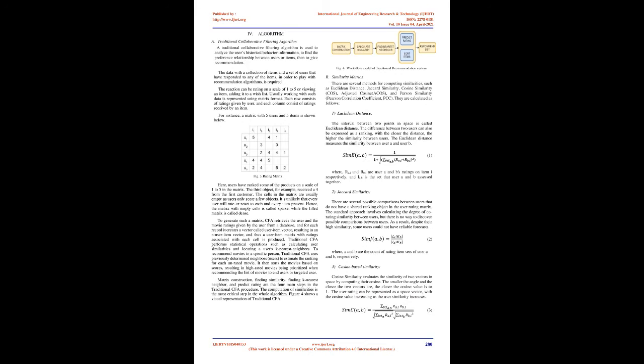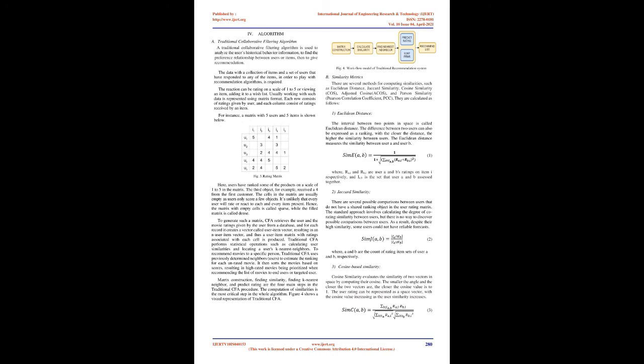The reaction can be rating on a scale of 1 to 5, or viewing an item, adding it to a wish list. Usually working with such data is represented using matrix format. Each row consists of ratings given by user, and each column consists of ratings received by an item. For instance, a matrix with 5 users and 5 items is shown below. Here, users have ranked some of the products on a scale of 1 to 5 in the matrix. The third object, for example, received a 4 from the first customer.